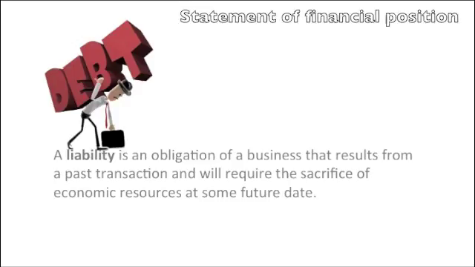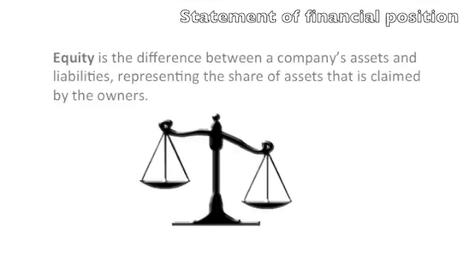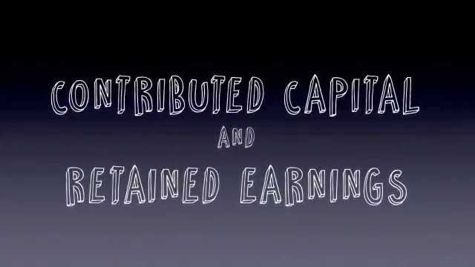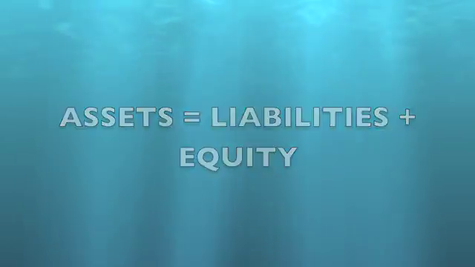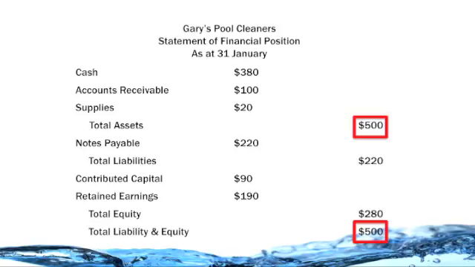A liability is a company's obligation from past operations that are settled through future economic transactions, and equity is the difference between a company's assets and liabilities, including contributed capital and retained earnings. So, assets must balance with liabilities and equity, and here we can see that Gary's pool cleaning assets are equal to the sum of liabilities and equity, which is a positive business result.